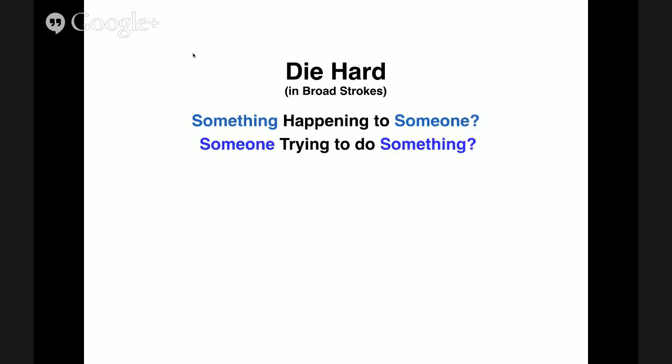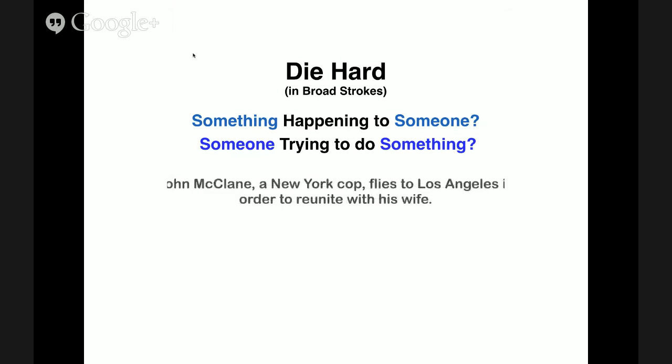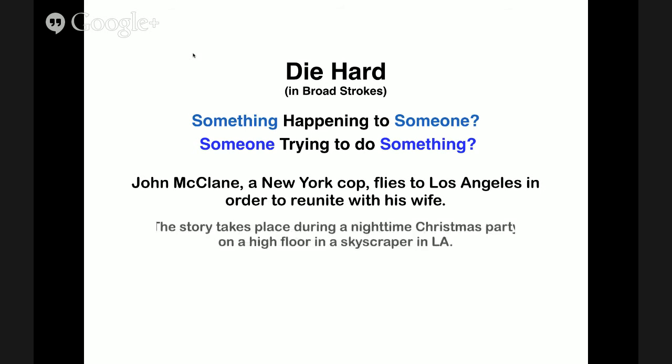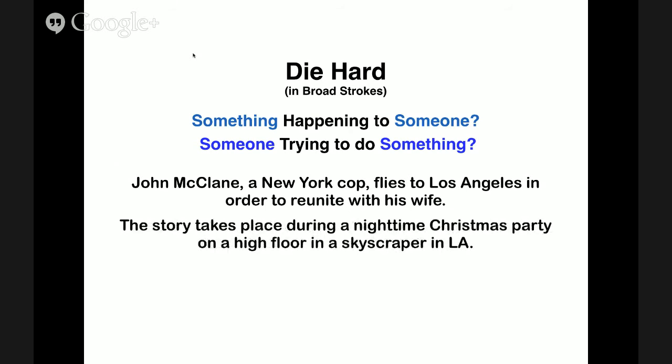Okay, let's determine first if it's something happening to someone or someone trying to do something. And to do that, let's break down the movie a little bit into three lines. One is John McClane, played by Bruce Willis, a New York cop, flies to Los Angeles in order to reunite with his wife. The story takes place during a nighttime Christmas party.